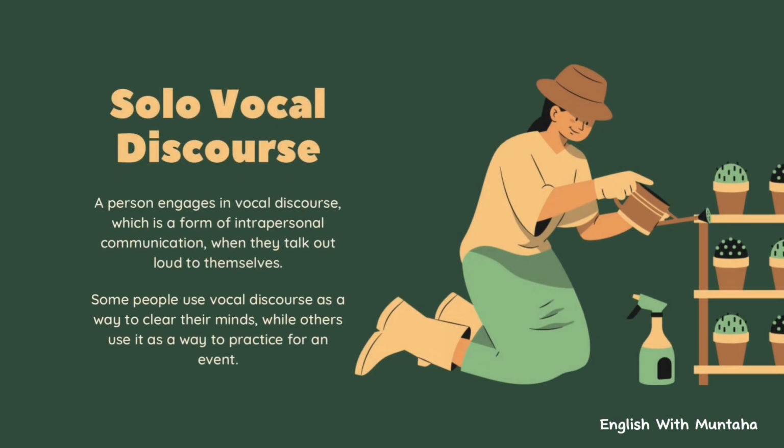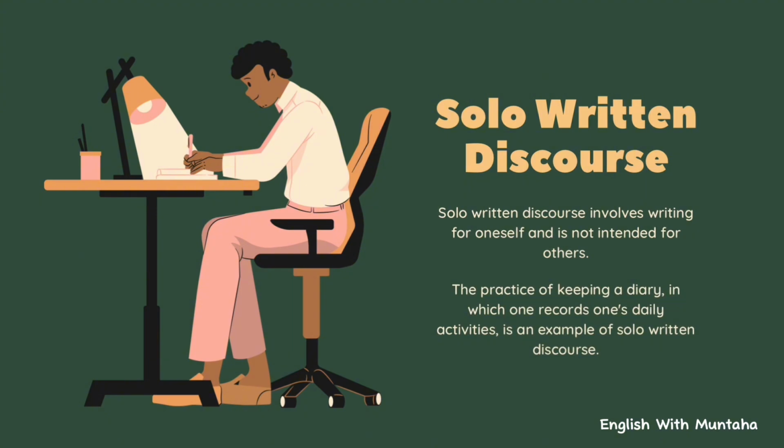Solo vocal discourse. A person engages in vocal discourse, which is a form of intrapersonal communication, when they talk out loud to themselves. Some people use vocal discourse as a way to clear their minds, while others use it as a way to practice for an event. Solo written discourse. Solo written discourse involves writing for oneself and is not intended for others. The practice of keeping a diary, in which one records one's daily activities, is an example of solo written discourse.